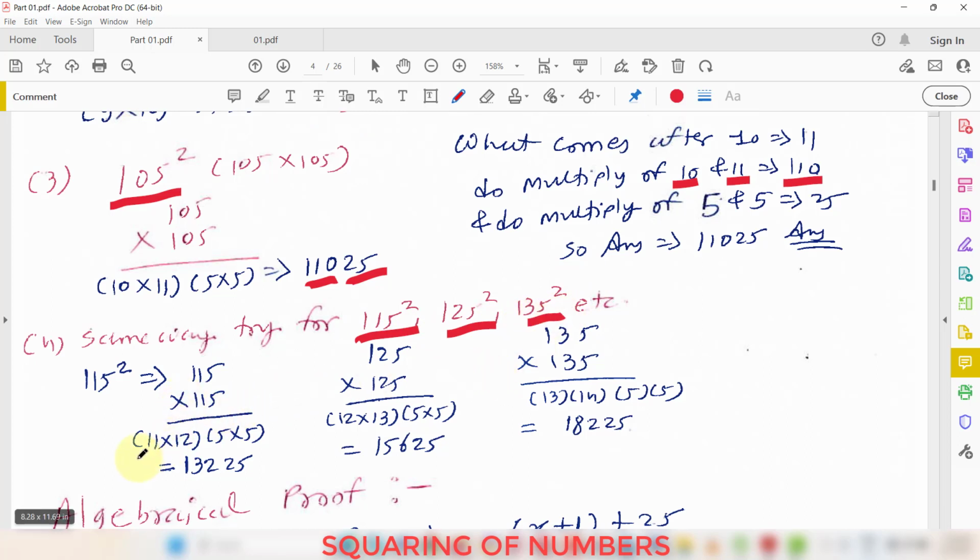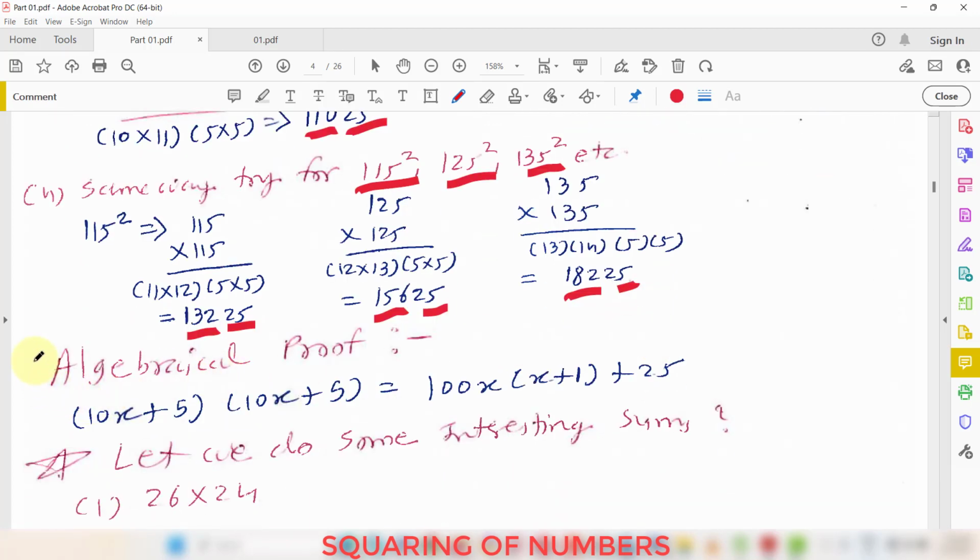So you just have to remember. What comes after the 11? 12. So 11 times 12, that is 132, and 5 5s are 25. 12 times 13, that is 156, and 5 5s are 25. In the further videos, I will also show you how to do 12 times 13 very quickly, so you don't have to go for manual calculation. 13 times 14, that is 182, and last will be 25.